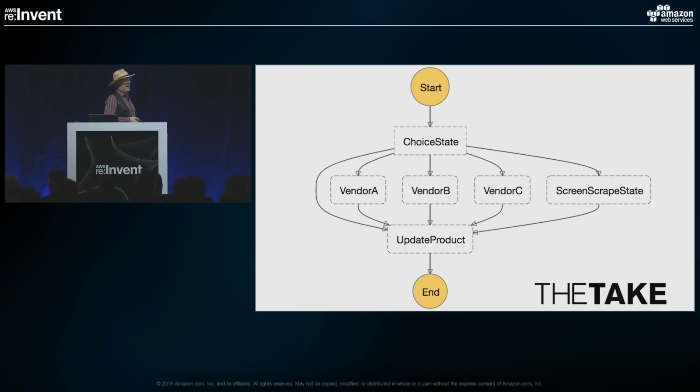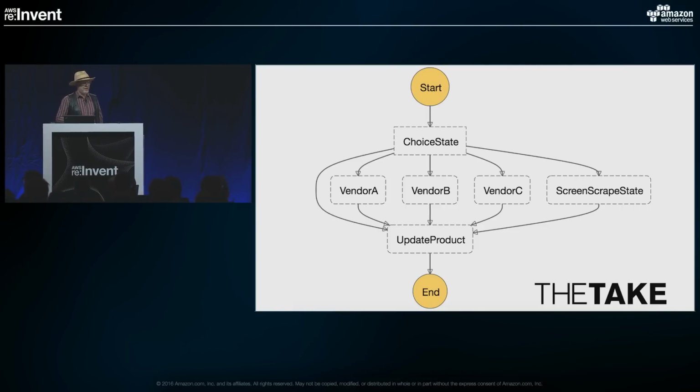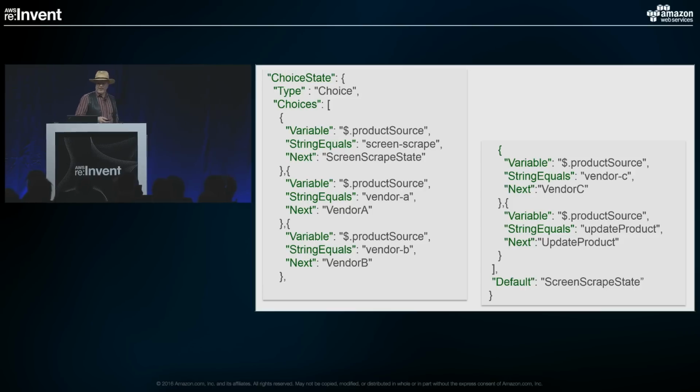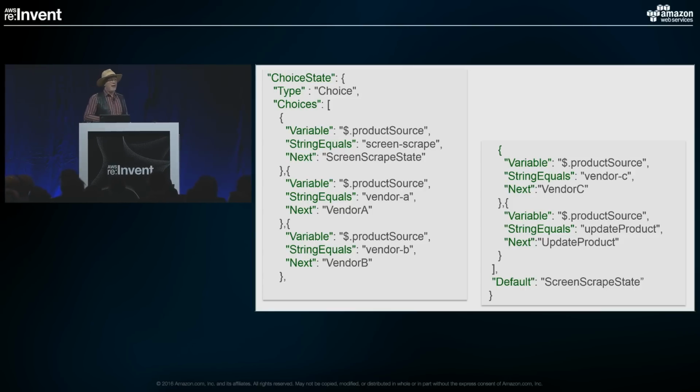Now, the interesting part for what I want to talk about is that box at the top of the screen labeled choice state, which decides which way to branch and which Lambda function to call. So let's dive straight in and look at the JSON for that. I think it's pretty self-explanatory. This particular choice has 5 branches.